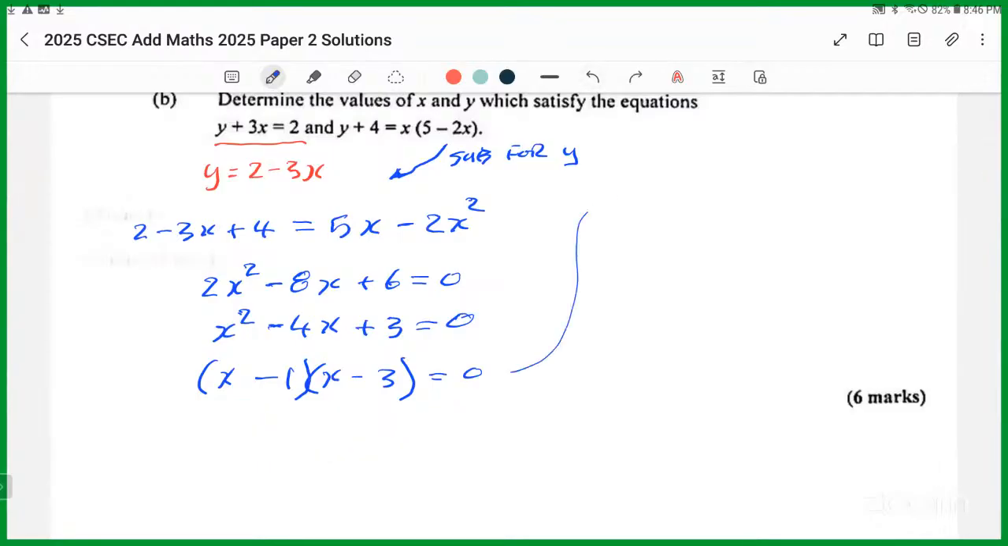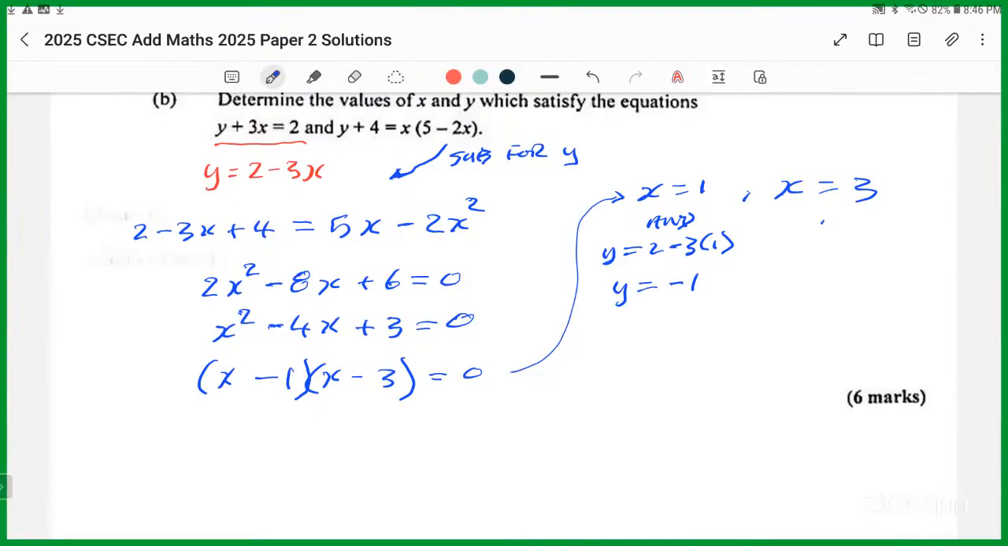Let's write them up here, continue up here. So we're going to get x equals 1 at one point, x equals 3 at the other point. I want to sub into this to find the corresponding y value. So for this one, y is equal to 2 minus 3 times 1 on this side, which gives us y equals negative 1.